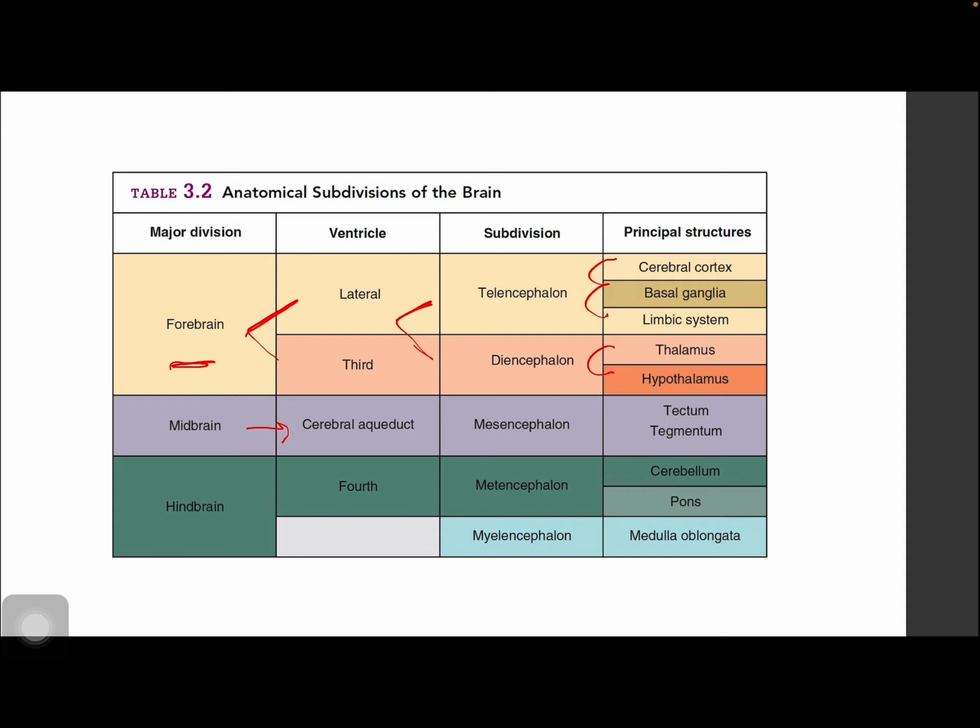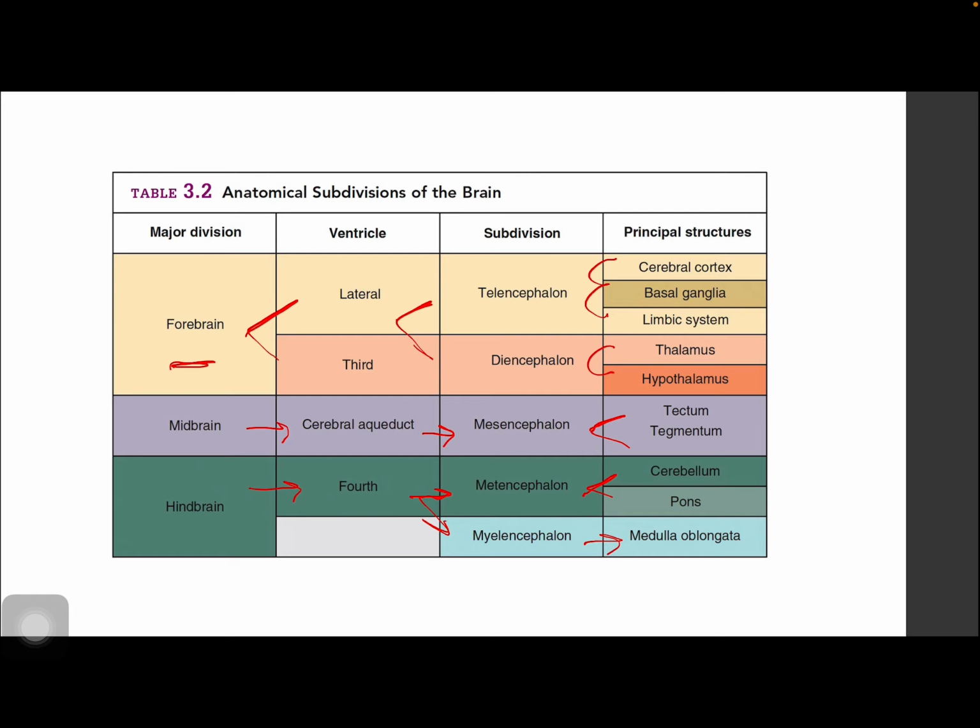The midbrain contains the cerebral aqueduct, which is really important for moving the cerebrospinal fluid through the brain. Here, the mesencephalon is made up of the tectum and the tegmentum. The hindbrain, of course, contains the fourth ventricle, made up of the metencephalon and myelencephalon. The metencephalon is made up of the cerebellum and pons, whereas the myelencephalon is made up of the medulla oblongata.